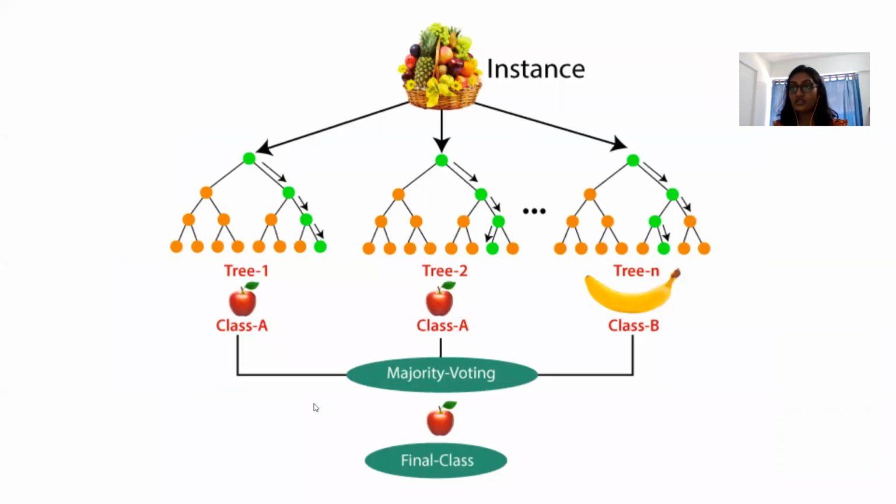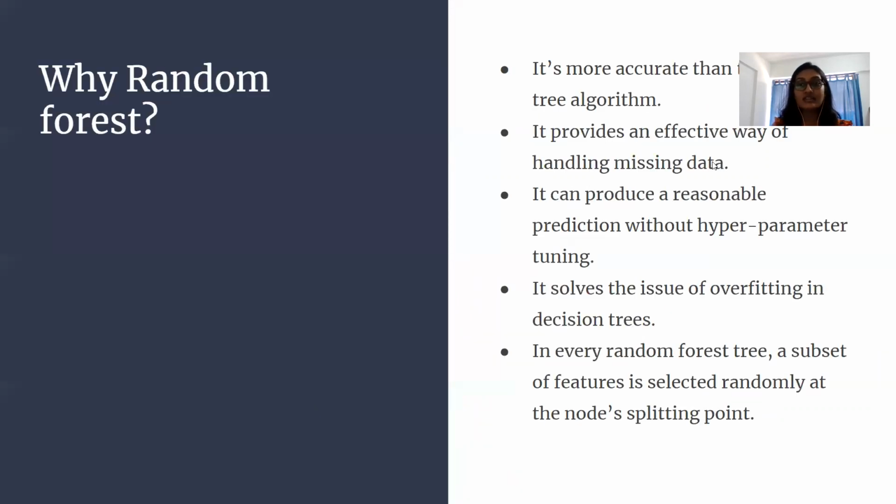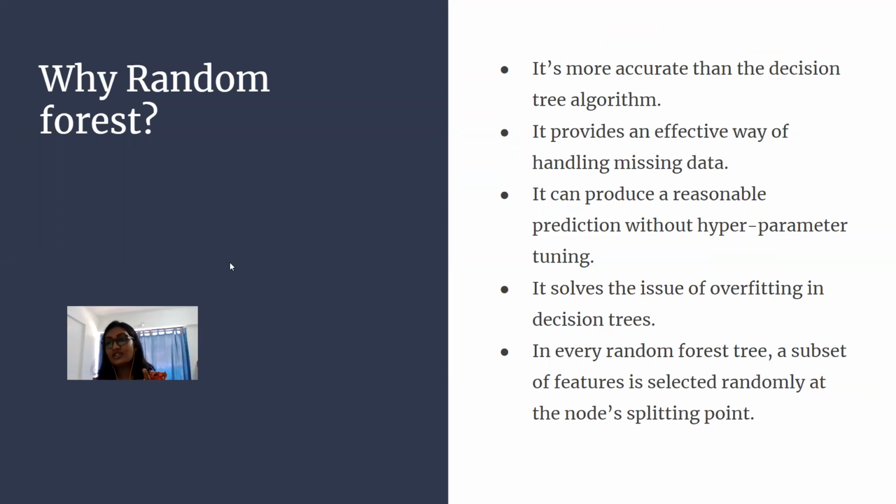Now moving forward, let us understand why random forest is important over decision tree. Firstly, it's more accurate than the decision tree algorithm. It provides an effective way of handling missing data. Then it can produce a reasonable prediction without hyperparameter tuning, and it solves the issue of overfitting in decision trees that we had seen. And in every random forest tree, a subset of features is selected randomly at the node splitting point, right? So that's all for random forest.